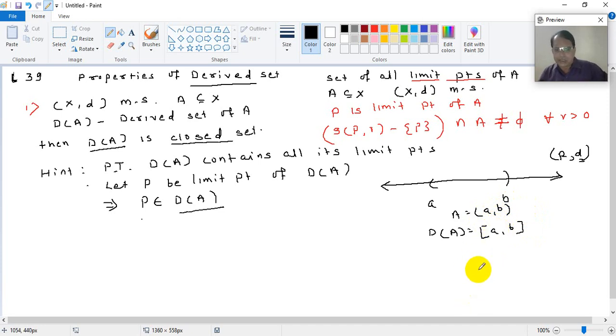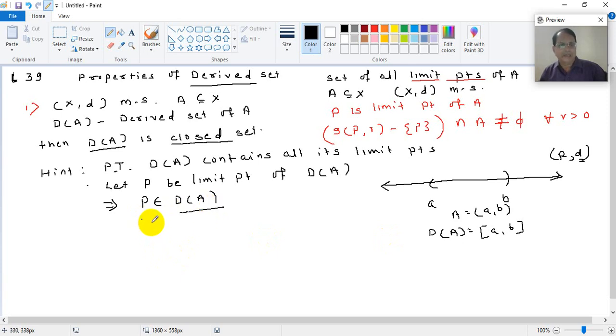So in short, what has happened is, if I consider closed interval AB, that means derived set of A, where A is open interval AB, then you take any limit point of derived set of A, it is also limit point of A. Correct? What does it mean? Derived set of A contains all its limit points, and so derived set of A is a closed set. Like this you can argue, and we all know what you mean by P belongs to derived set of A.